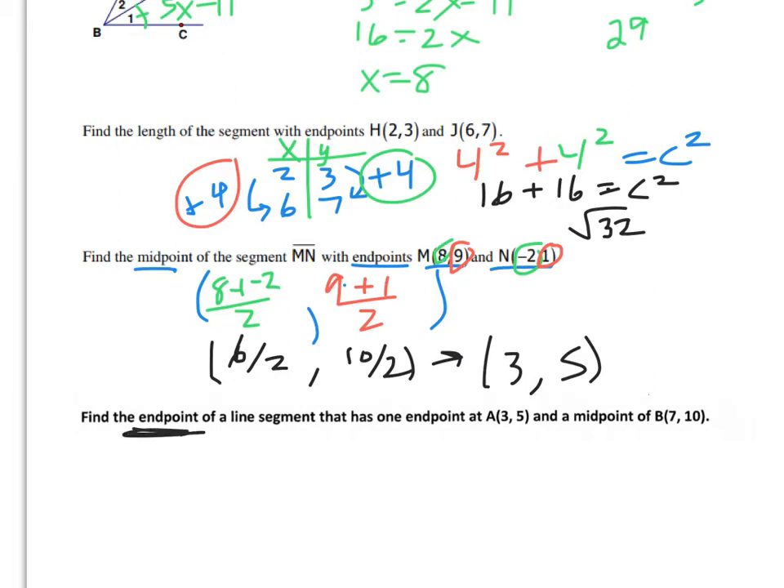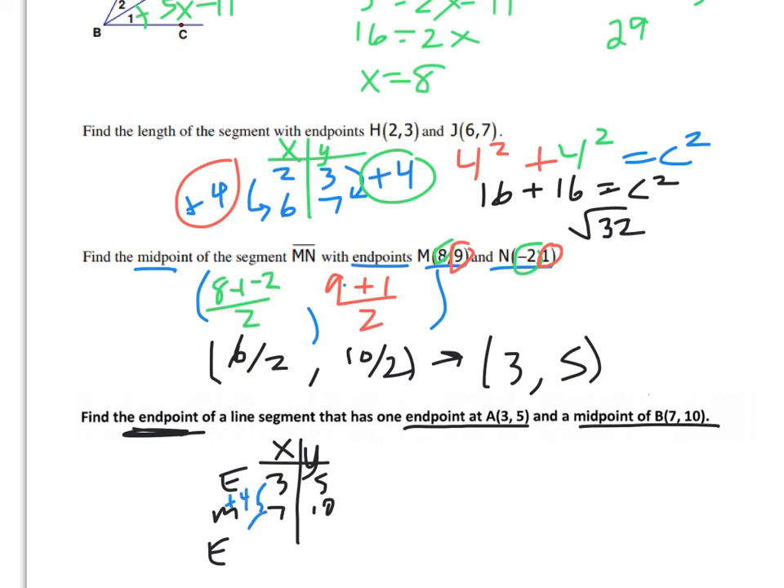And last we had find the endpoint. So when I needed to find the endpoint, that's where I made my table, and I did E, M, E. So we put the endpoint they gave me, one endpoint at 3, 5. The midpoint is 7, 10. Okay, how do we go from 3 to 7? We go up 4. So I'm going to go up 4 again. And that gives me 11. How do you go from 5 to 10? Add 5. Do it again. 15. So my answer would be 11, 15.